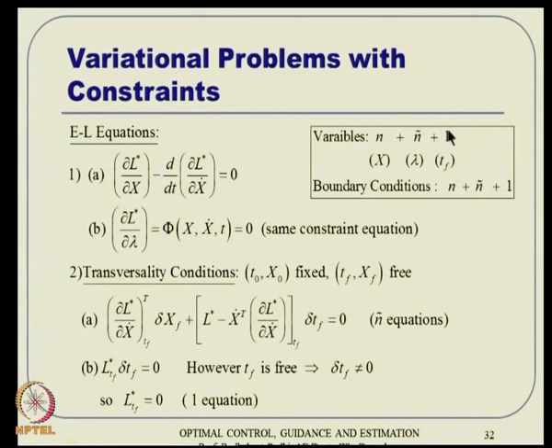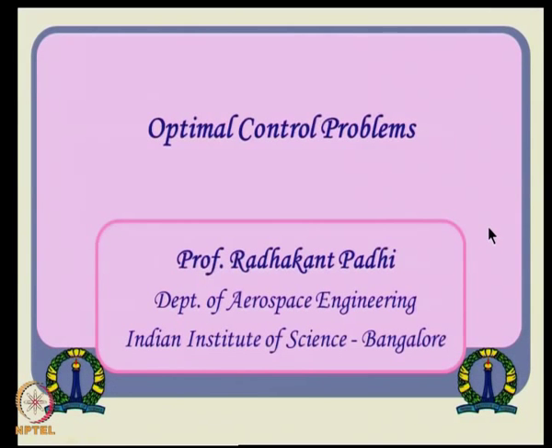But the problem dimension is now something like this. So, x is n dimensional, lambda is n tilde dimensional, and Tf, if it is free, happens to be one more dimension. Alright, so it is an n plus n tilde plus 1 dimensional problem that we are talking about. Then that was the calculus of variations summary, and more details obviously are there in the detailed lectures.